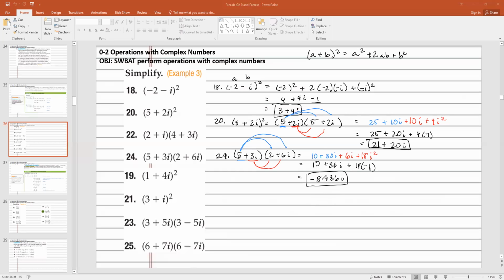All right. So there you go. Now let's do one of these, like 23 or 25. Notice that we have 3 plus 5i. Here we have 3 minus 5i. Here we have 6 plus 7i, 6 minus 7i. So it's the same numbers, but different signs. Now, the reason why they're showing that now is because we're going to be doing it for division. So remember, these are called conjugates. Conjugates. So the same numbers, just different signs. One is plus, one is minus.